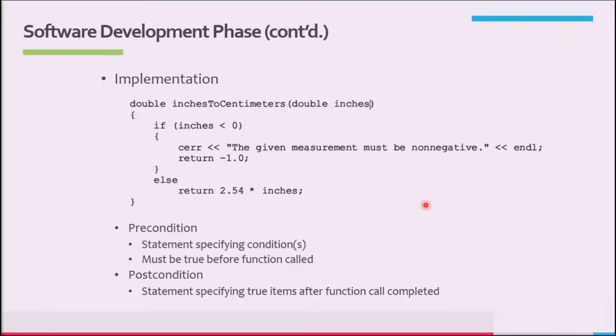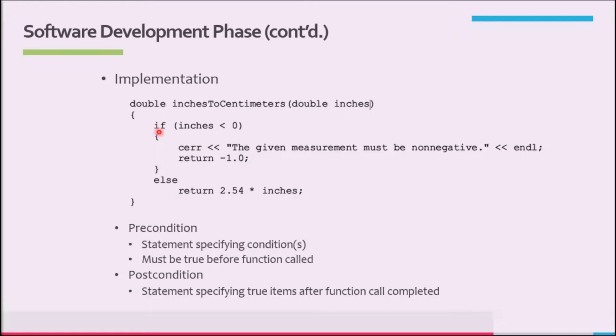Now, let us illustrate with the help of the following example here. Suppose that you want to write a function that converts a measurement given in inches into equivalent centimeters. The conversion formula is 1 inch equals 2.54 centimeters. All right? So the following function accomplishes the job.